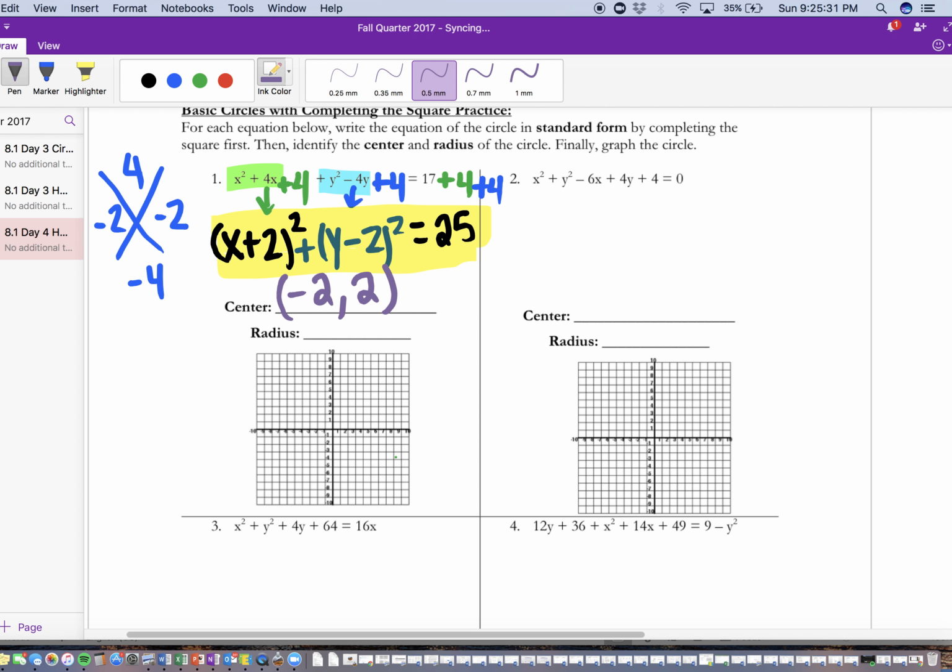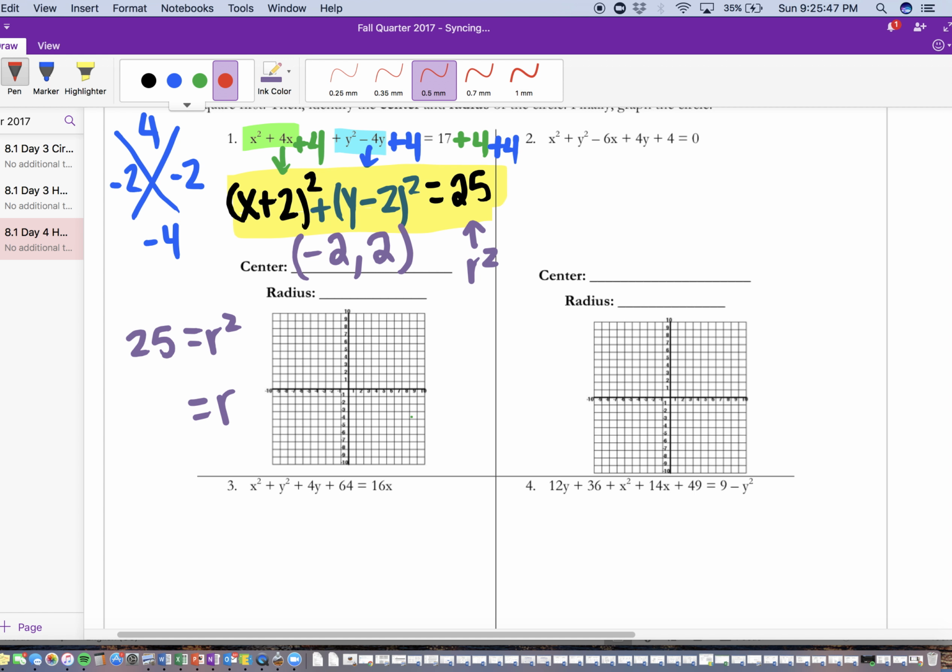X minus h, so x minus negative 2 squared, plus y minus k, y minus 2 squared, equals the radius squared. So 25 equals the radius squared. Then how do I get the radius by itself? Well, I need to undo the square, so I need to square root both sides. So 5 is my radius.